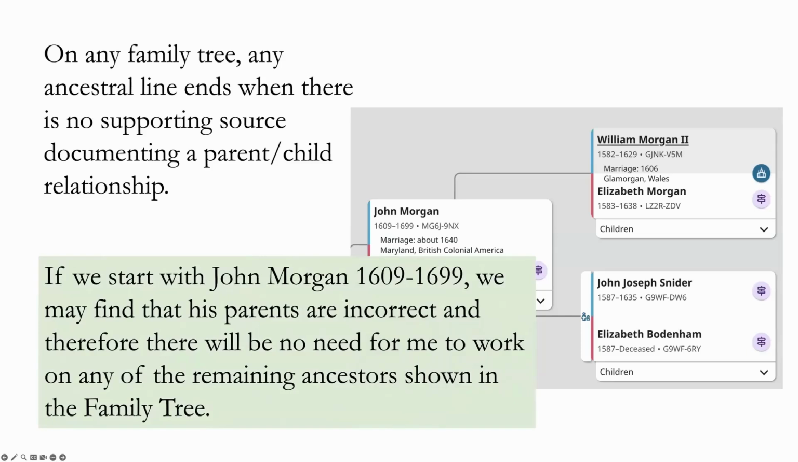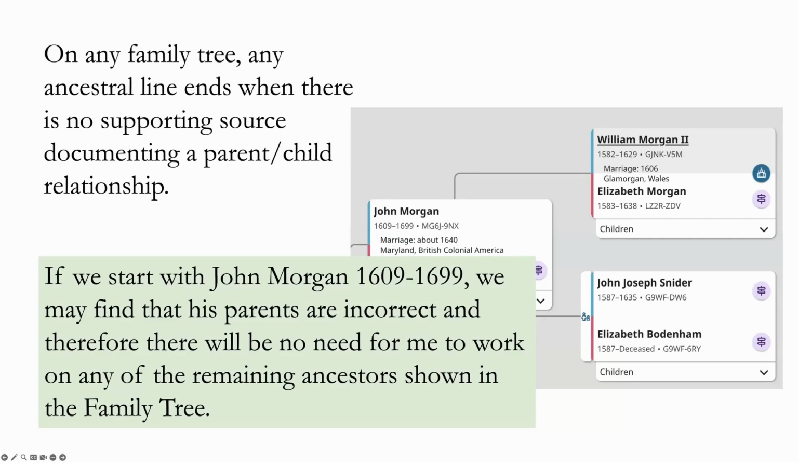And therefore, there will be no need for me to work on any of the remaining ancestors shown in the family tree. So focusing on this John Morgan is why I chose it, by the way. I will not necessarily have any need to go on and do research on William Morgan II. Perhaps.